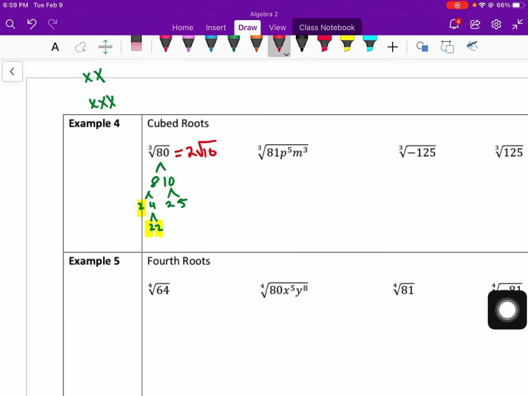Next, we have the cube root of 81 p to the 5th times m cubed. So the first one, 81 is 9 times 9, which can be rewritten as 3 times 3 times 3 times 3.